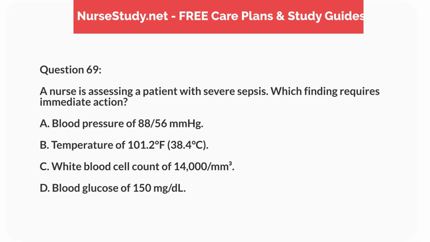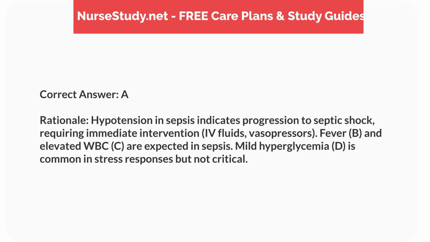Question 69. A nurse is assessing a patient with severe sepsis. Which finding requires immediate action? A. Blood pressure of 88/56 millimeters of mercury. B. Temperature of 101.2 degrees Fahrenheit, 38.4 degrees Celsius. C. White blood cell count of 14,000. D. Blood glucose of 150 milligrams per deciliter. Correct answer, A. Rationale: hypotension in sepsis indicates progression to septic shock, requiring immediate intervention, IV fluids, vasopressors.